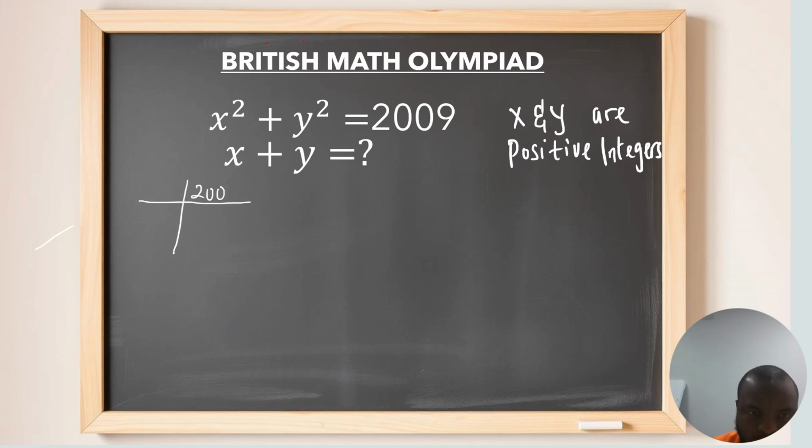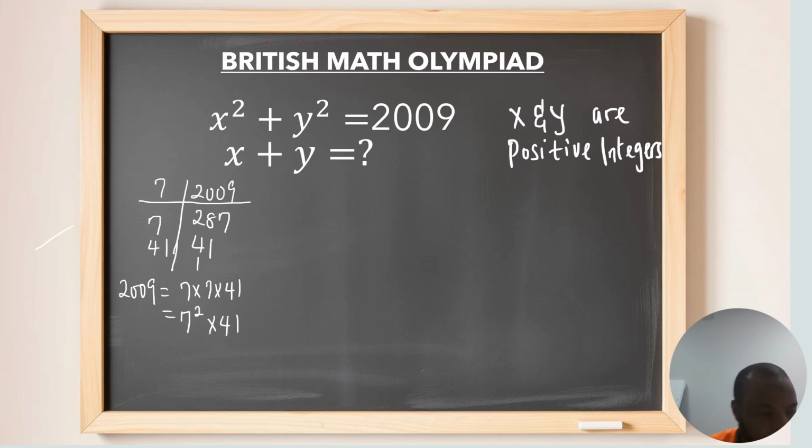Here we have 2009. The first factor here is 7. 7 into 2009 gives us 287. Another factor is 7 again, and this is going to be 41. 41 is a prime number, so the next factor is 41 and then 1. This means that 2009 is equivalent to 7 times 7 times 41, or you can rewrite this as 7 squared times 41. This is what we need.